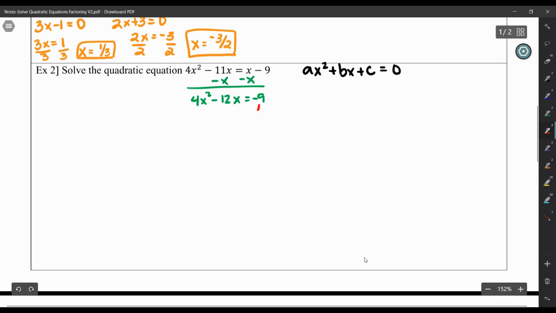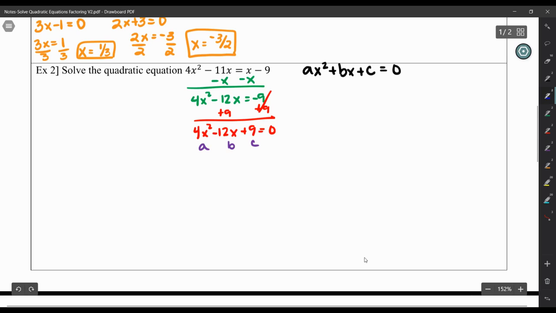And then we still have to add over the 9. Now, you can do this all in one step if you are able to. But 9 does not have a like term, and 9 is actually the value of c. So we're going to put the plus 9 in the back. Now we're in standard form. Now we can clearly see a, b, and c.